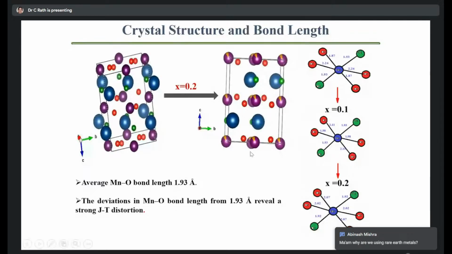So this is the VESTA plot. One can visualize these atoms in the unit cell, and the average Mn-O bond length, which is 1.93. There is a deviation from this bond length, and they reveal a strong Jahn-Teller distortion.